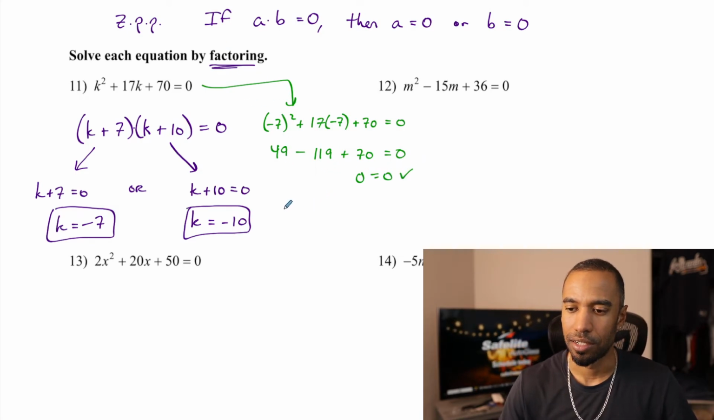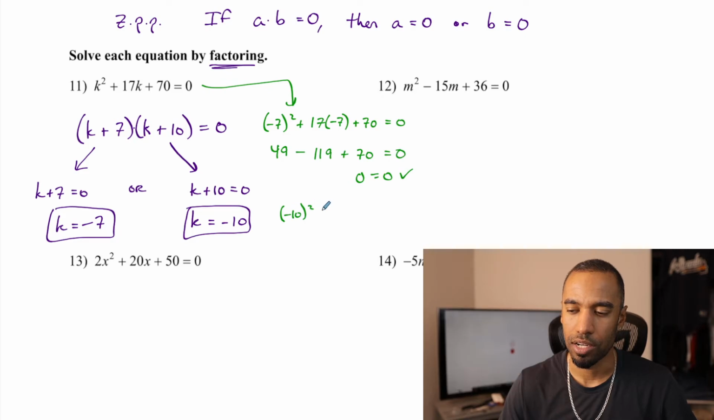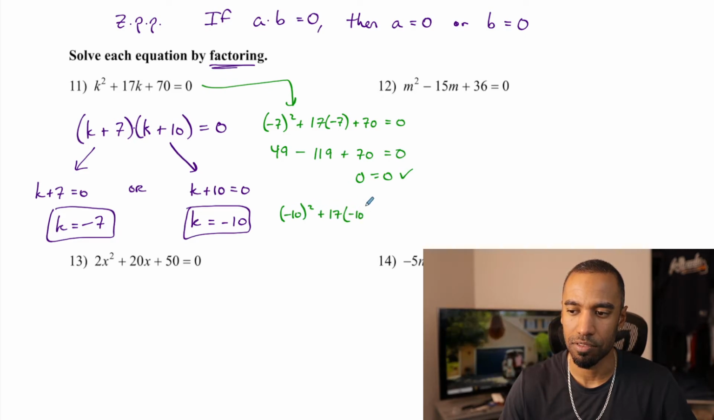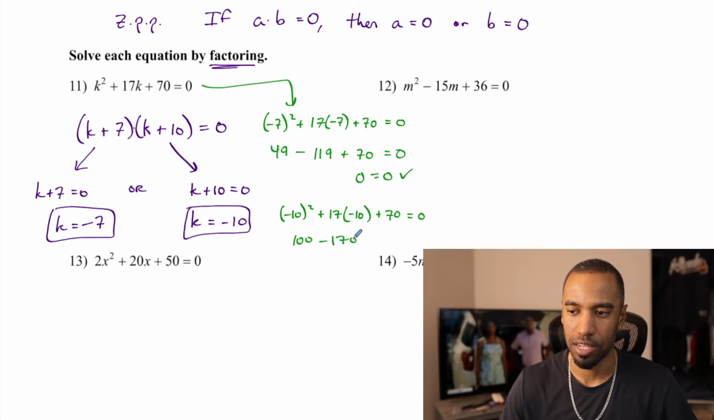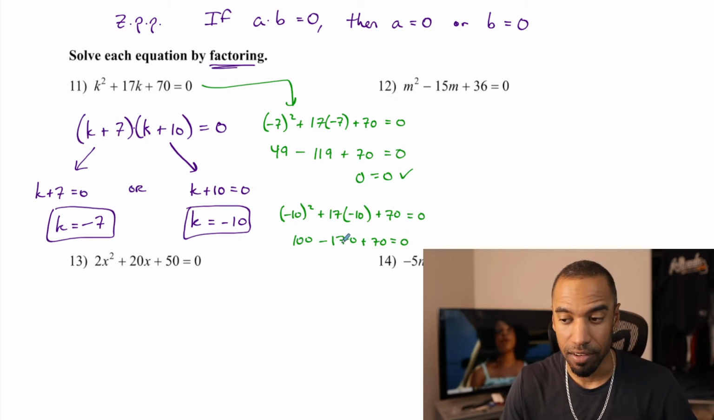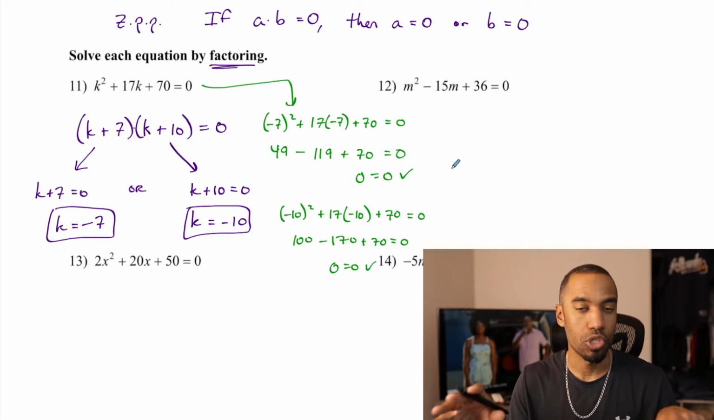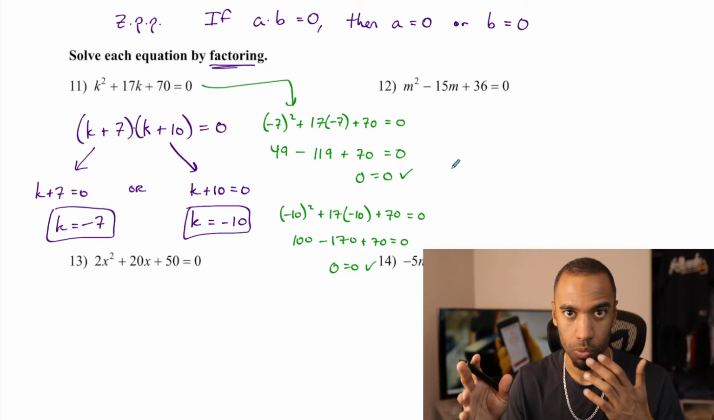Let's try it with negative 10. Negative 10 quantity squared plus 17 times negative 10 plus 70 equals 0. Negative 10 quantity squared is 100. This is negative 170 plus 70 equals 0. 100 minus 170 is negative 70, plus 70 is 0. 0 equals 0. That one checks out as well. These are the only two values that work, but they are two values that do work.